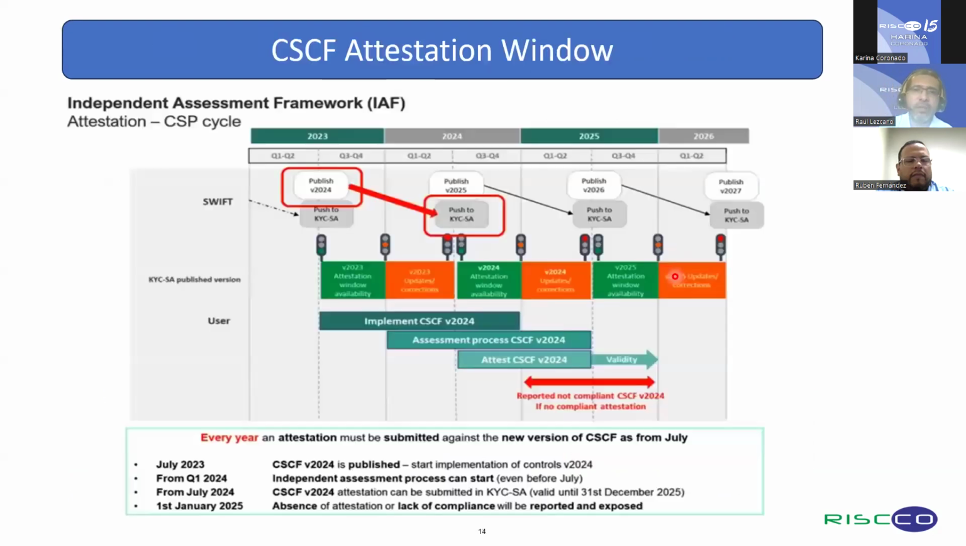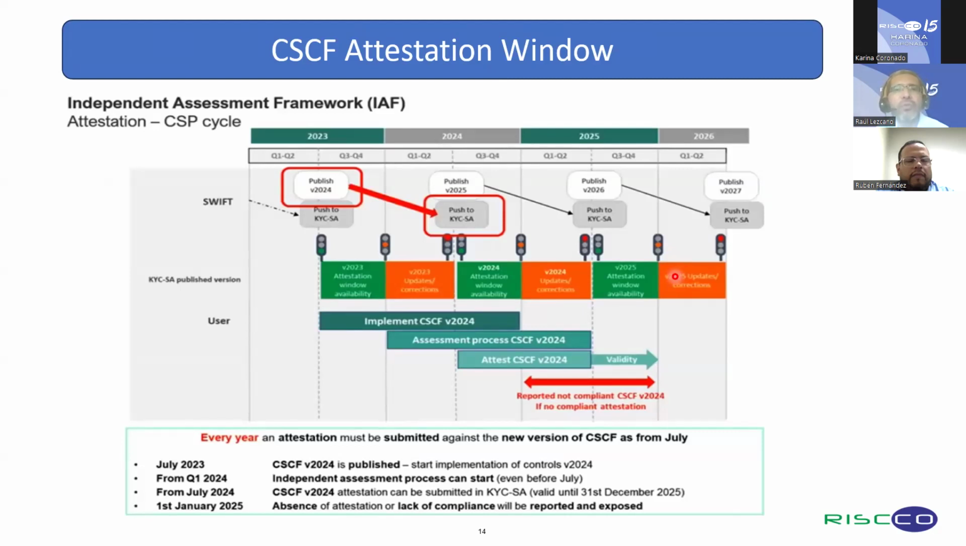So these are more or less the advice from Swift. Again, reflecting, this is not new information. This is published every year. What Swift highlights in this slide, in this graphic, is that every year during July, at the end of Q2, quarter two, the customer security framework is published for the next year.